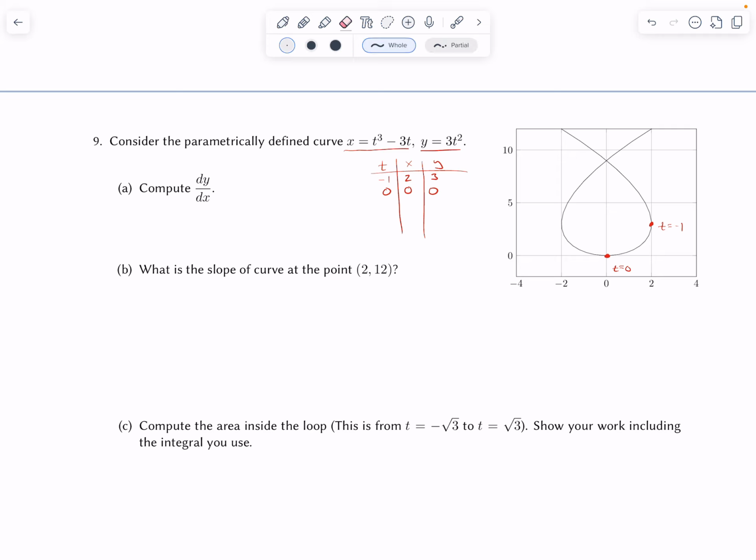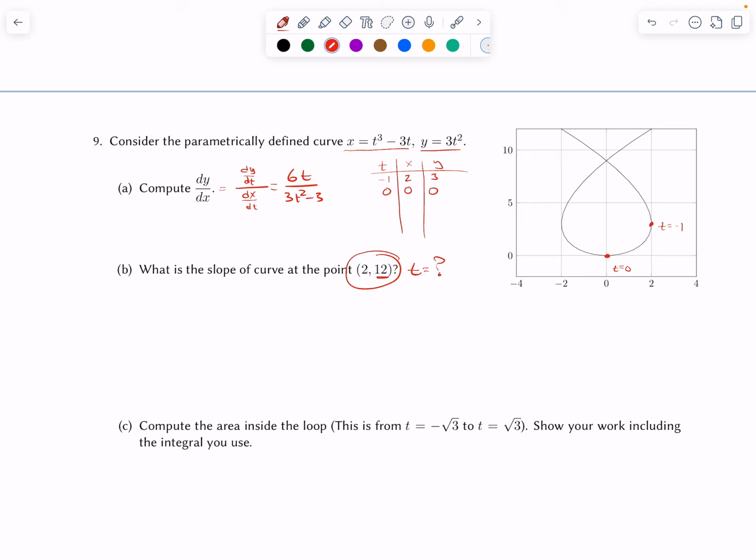But more importantly, how do we do some of the calculus? So remember that dy over dx in this case is dy over dt divided, just using the chain rule here, by dx over dt. And so we just do our derivatives. Dy over dt is going to be 6t, and dx over dt is 3t squared minus 3. So what's the slope at this point? Well, I need to know what t is. So t is equal to what?